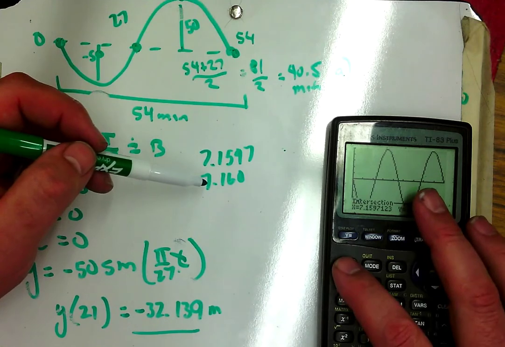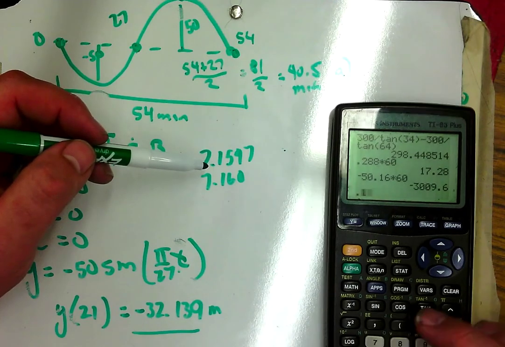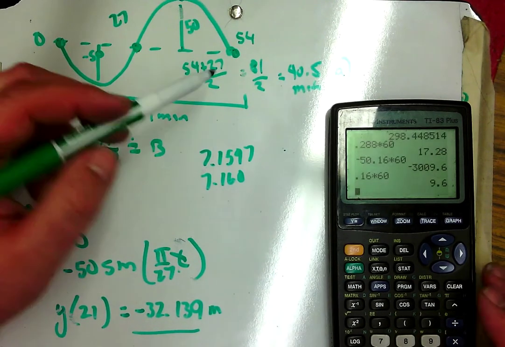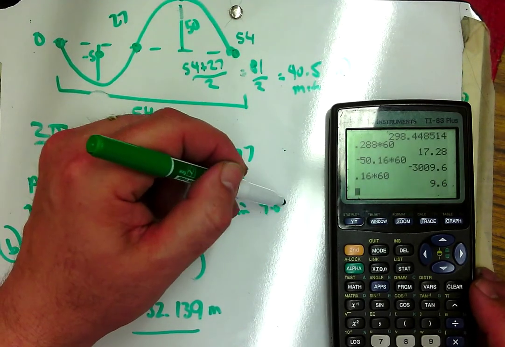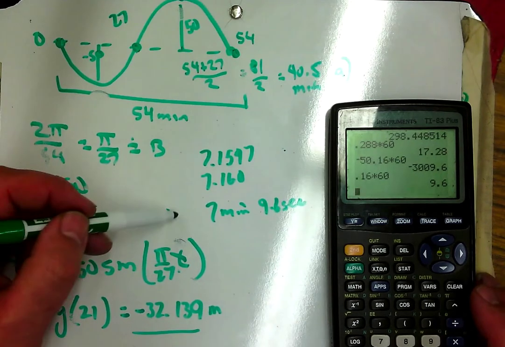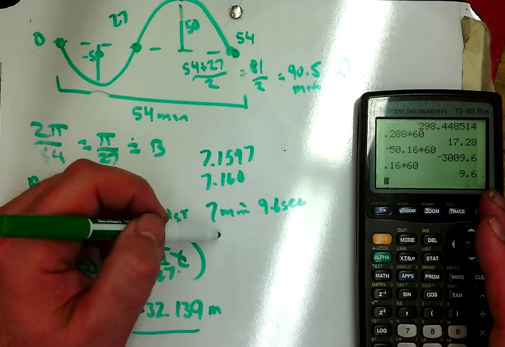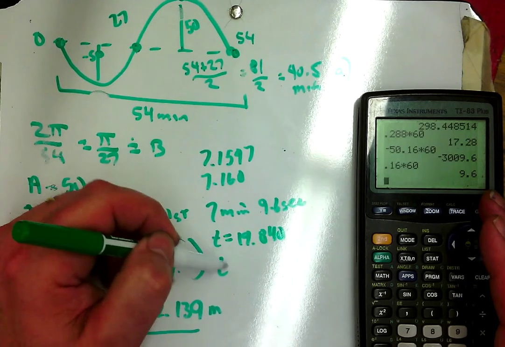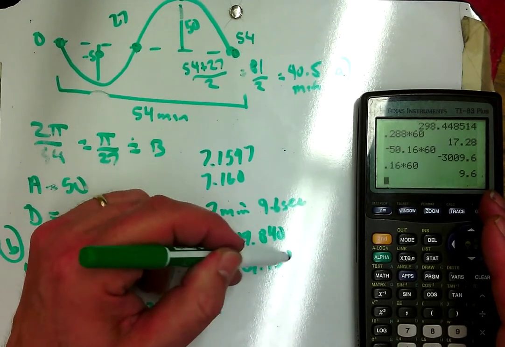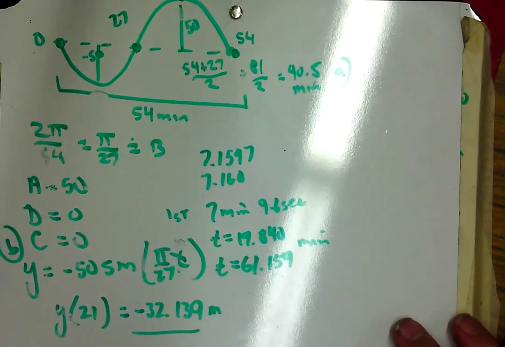Now that's 7 minutes, 0.16. Well, 0.16 times 60 gives me 9.6. So 7 minutes, 9.6 seconds. There's the first time. And now I want to repeat that process 2 more times. When you do, you should get t equals 19.840 and t equals 61.159 minutes for the second and third options. Okay? All right, that's the last of those.